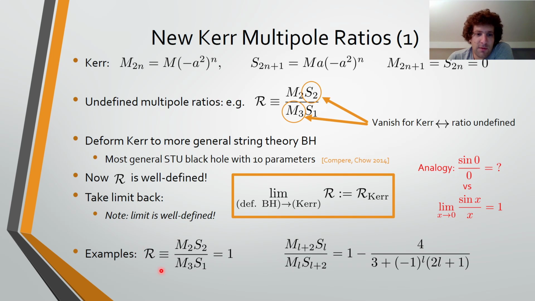A few examples. So the ratio that I considered above, over here, where we had the S2 over M3 problem, because these are below 0. If you do the procedure that I just talked about here, then you simply get 1 for this ratio.